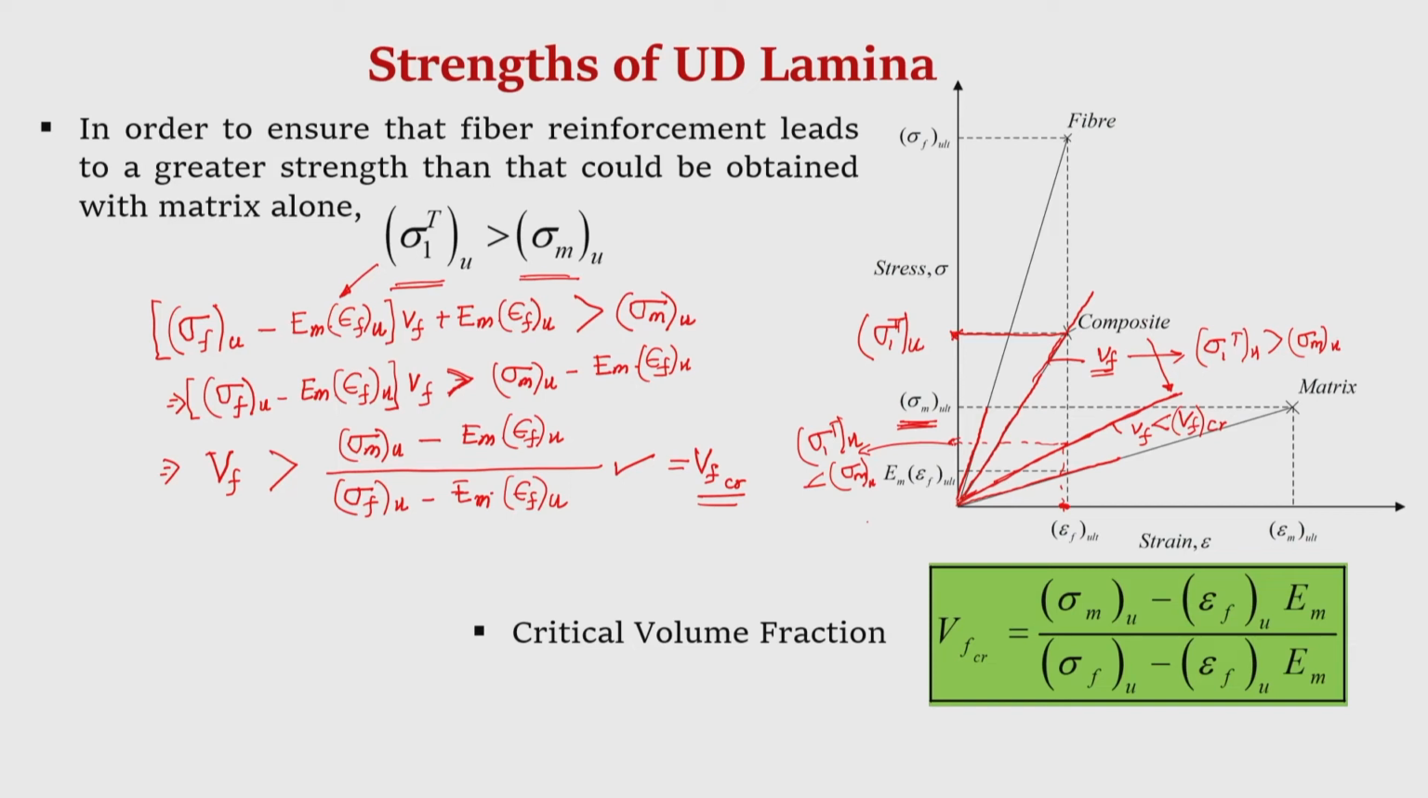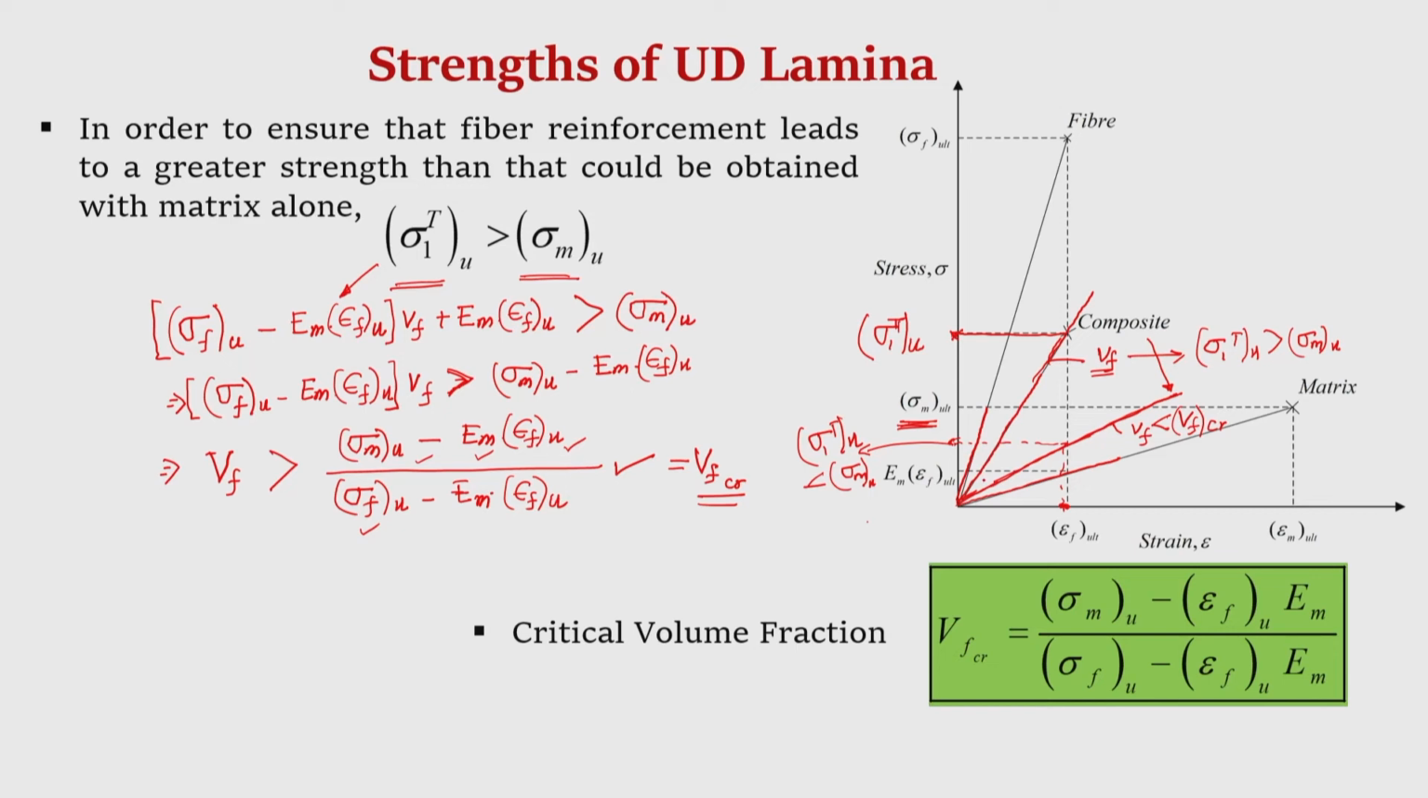Suppose if we provide V f critical, now what will be the V f critical is of course decided by several parameters, like it will be decided by the value of the ultimate tensile strength of the matrix, then Young's modulus of the matrix, ultimate tensile strain of the fiber, tensile strength of the fiber, and based on this the critical volume fraction will be different for different values of this. Therefore, for glass epoxy it will be different, for graphite epoxy it will be different. So, depending upon the material properties it will be different.